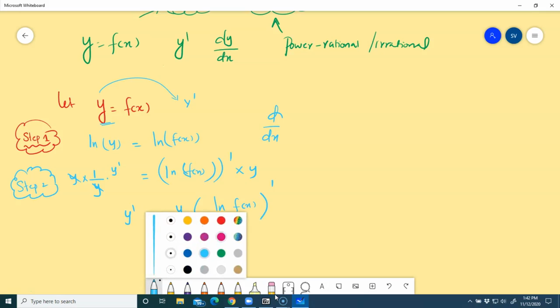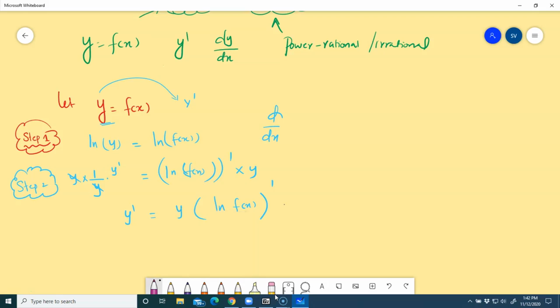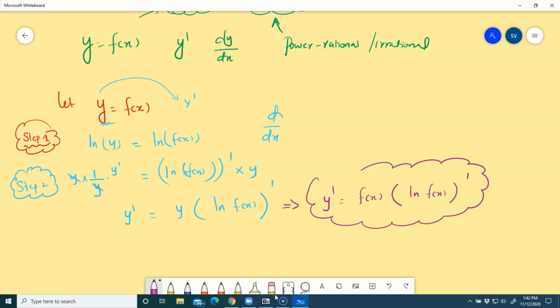Let me simplify a little more. What is this y? y is f of x. So y dash is equal to f of x times the derivative of ln of f of x. See, I believe you can connect this.